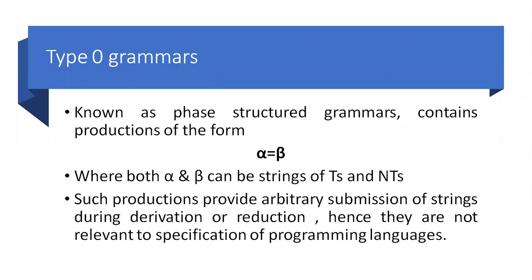So type 0 grammars are also known as phrase structured grammars. They contain the productions of the form alpha is equal to beta. Here both alpha and beta can be strings of T's and NT's. T's means terminals and NT's means non-terminals. So such a type of productions provide arbitrary substitution of strings during derivation or reduction. Now here direct assignment is done with beta to the alpha.